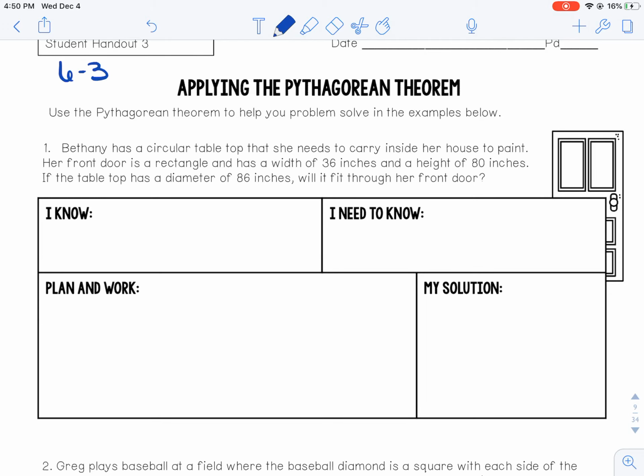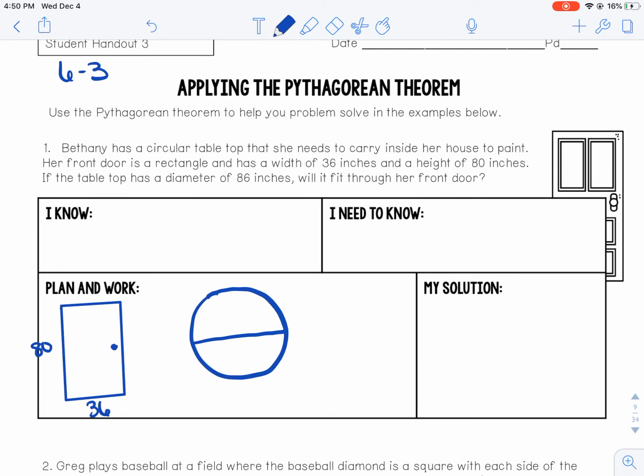Well, before we even start where it says plan and work, I'm going to go ahead and draw my door there. I'm a picture person, and I have to do the picture first. Okay, look how lovely my door is. There's the door. So I've got a rectangle there, and I know that my door is 80 inches high, 36 inches wide. The tabletop that I have has a diameter of 86 inches across.